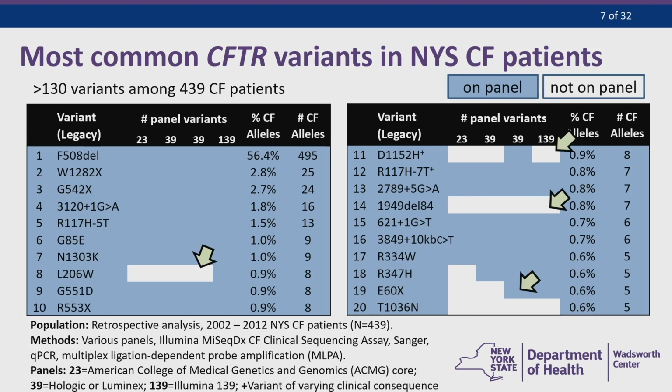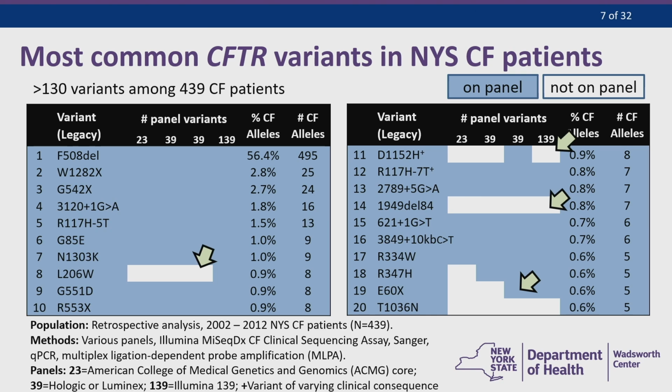So this shows the most recurrent variants that are in our population. We had 439 CF patients in that 11-year period, and we detected more than 130 variants. These are the 20 most common, ordered by frequency. And in the middle columns, you can see some of the most common variant panels that were in use at the time, targeting the ACMG 23, 39 variant panels, and the Illumina 139.